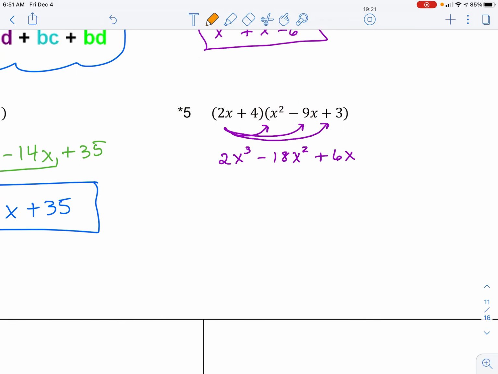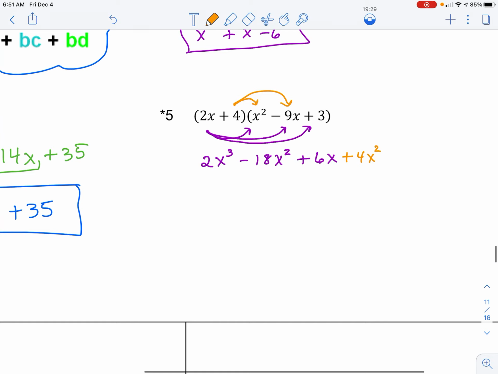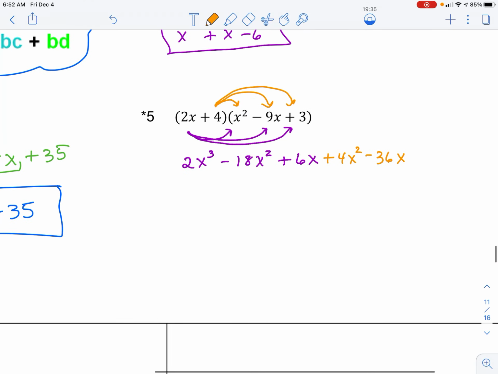I'm going to change the color here, and we're going to go 4 multiplied with x squared. You're going to have 4x squared. Take the 4 and multiply it with a negative 9x. You're going to have minus 36x. And finally, take that positive 4 and multiply it with that positive 3, and you end up with the positive 12.